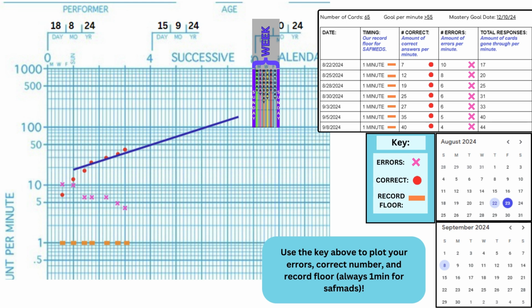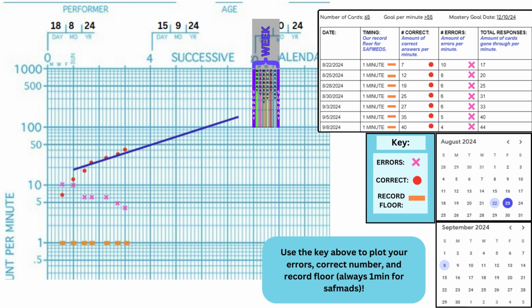So then the amount of answers we got correct was 7. So we're going to find our 5 and count up by ones, 6, 7, and plot our little dot there. And our little X is going at 3 more because we missed 10 on the 22nd. So this is what our data looks like for the day. Our best run on the 22nd, we got 7 correct in a minute, 10 wrong in a minute, and 17 total cards per that minute.